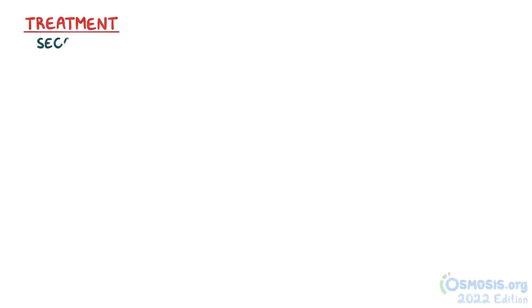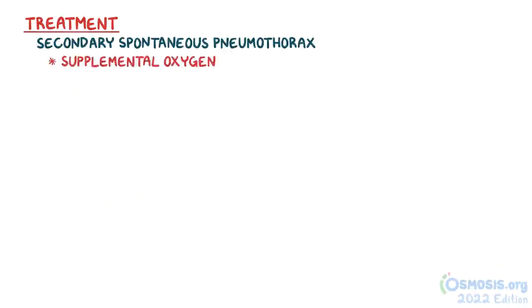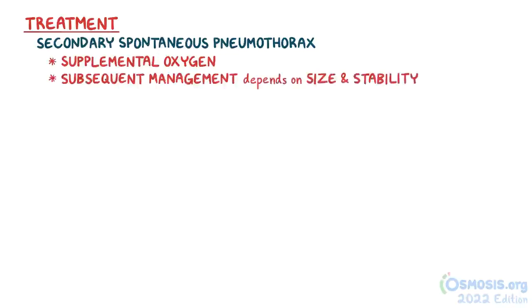Alright, moving on to secondary spontaneous pneumothorax. Similar to primary spontaneous pneumothorax, supplemental oxygen is given to all patients, and subsequent management depends on the size of the pneumothorax and the stability of the symptoms. But the difference is that the thresholds are lower because this individual already has underlying lung disease.